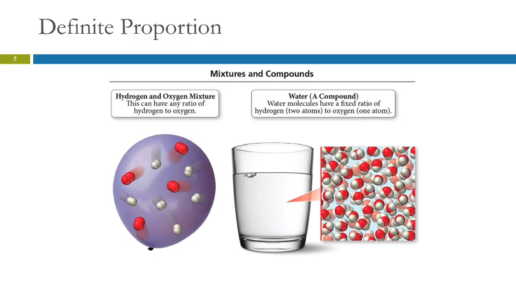So here we have an illustration of a balloon with a hydrogen and oxygen mixture. Here we have 2 different types of particles. Here they happen to be molecules, but we've got oxygen molecules and hydrogen molecules, and they are separate. There are different kinds of particles. This is highly flammable. Here we've got a glass of water, and if we look at the particles of that, all the particles are the same. They're individual molecules of water, 2 hydrogens to 1 oxygen.